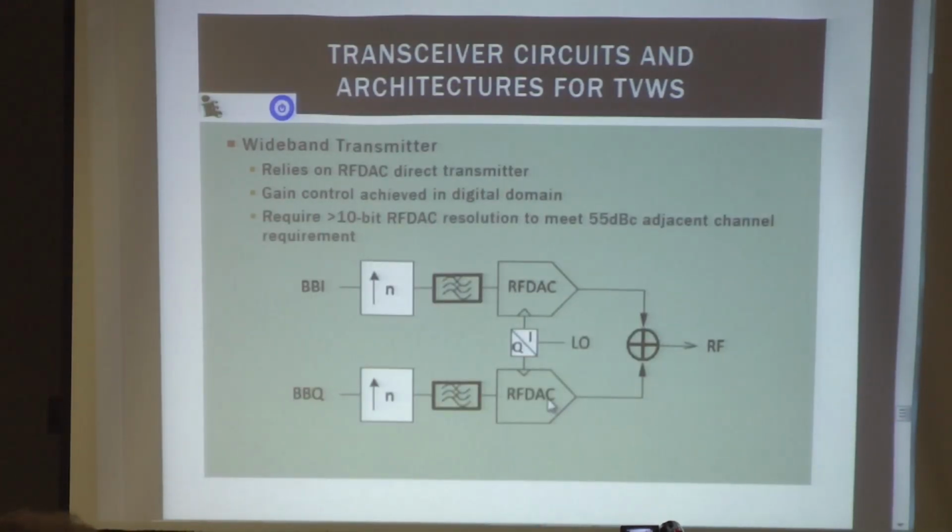Wideband transmitter. Back in the old days, you'd have something called a direct up-conversion transmitter. But these days, a lot of people are merging the mixer with the D-to-A converter. So you'd have a digital baseband signal that would be interpolated over here and low-pass filtered in the digital domain. Then you'd go on to something called an RF DAC. And the number of bits required in the RF DAC to meet the 55 dBc adjacent channel requirement has been more than 10 bits.